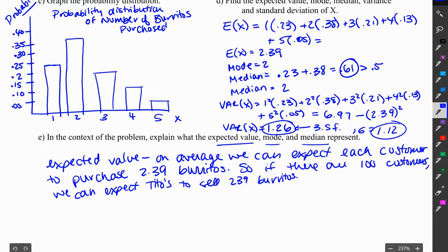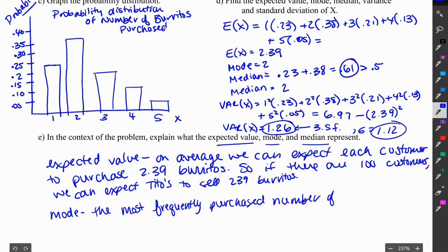Okay, the mode is the most frequent. So the most frequent number of burritos purchased was 2. The most frequently purchased number of burritos was 2.